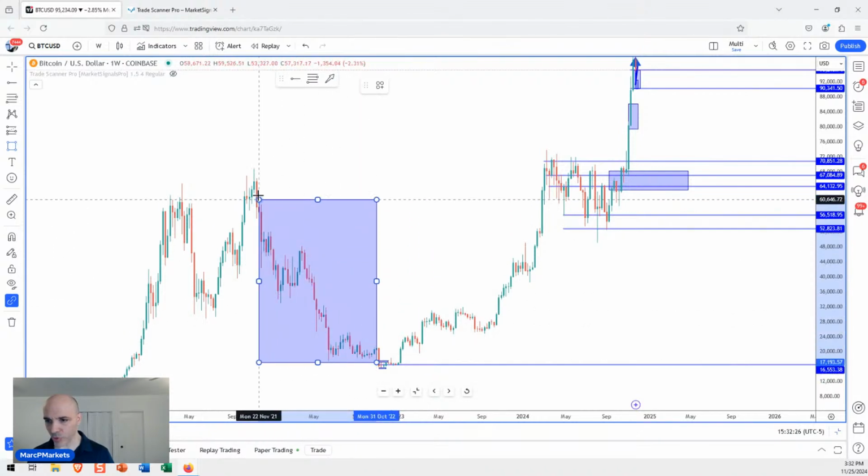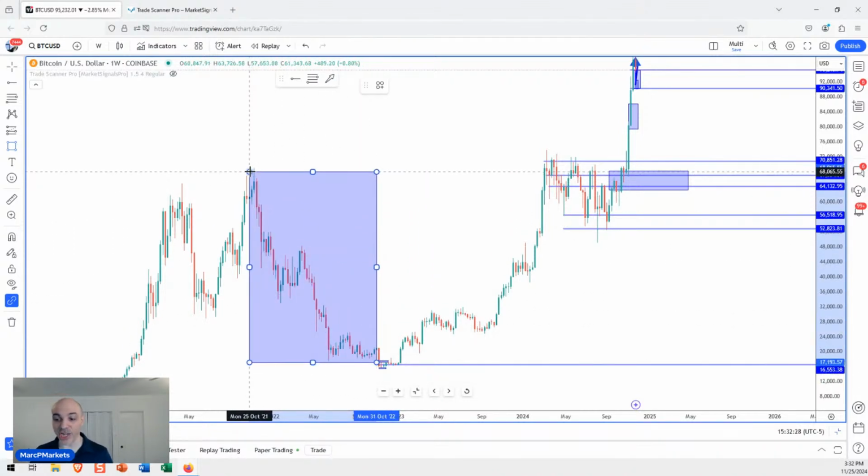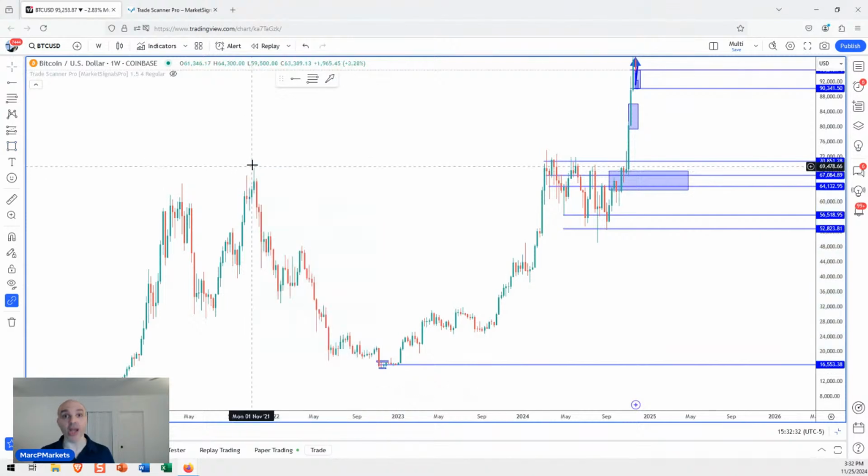This corrective structure was like a year, okay? That took a year to play out. A year, that corrective cycle. And as you can see, during that corrective cycle, there were some attempts to reverse, okay, on this weekly chart, which can be very confusing.